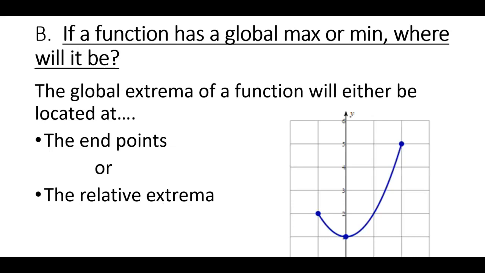So if a function has a global, also known as absolute, min or max, where will it be located? It's either going to be located at the endpoints, like in this case, where we have an absolute max, or it'll be located at one of the relative extrema, like this. That's not an endpoint, but it's one of those relative extrema. In this case, the relative minimum is also an absolute min, or a global min. So global extrema are located either at the endpoints or at the relative extrema.